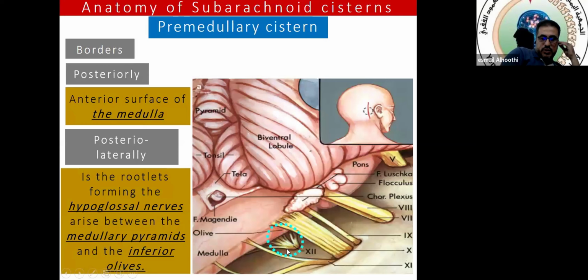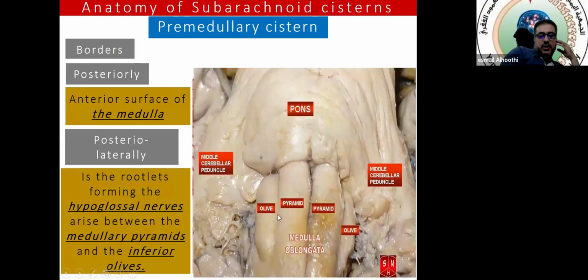This picture, I think, is more clear. This is the origin of the hypoglossal nerve between the olive here and, just anterior to it, the pyramid. The origin of the hypoglossal nerve is here between the pyramid and the olive, and makes the posterolateral border of the premedullary cistern.